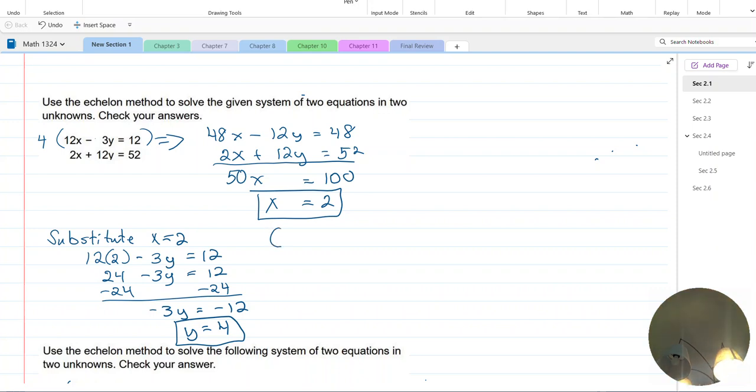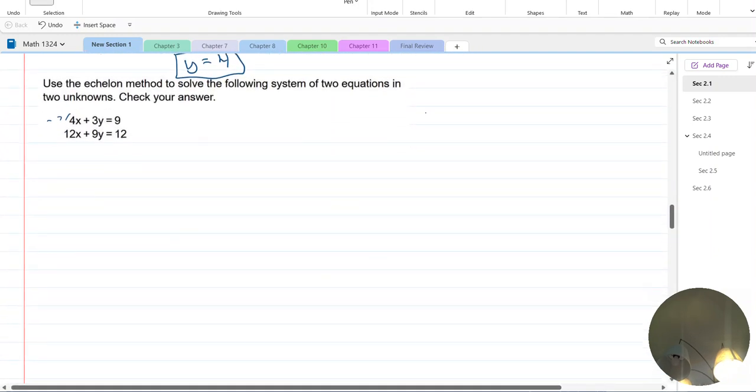So then I know now that I'm going to have a 2, because the x is always first, and the y is 4. And now I'll do that check. 2 times the 2 plus 12 times the 4 should equal 52. 4 plus 48, in fact, equals 52. All right.